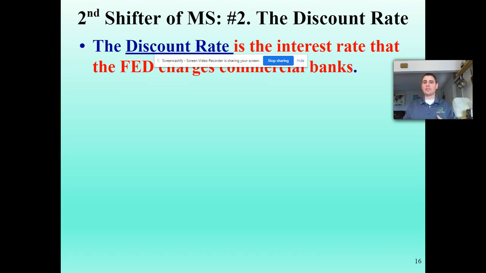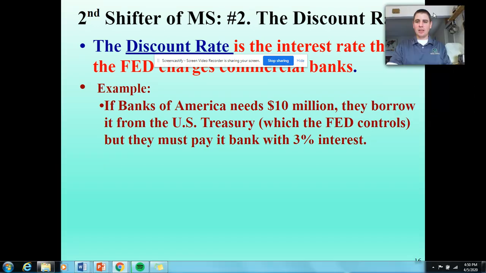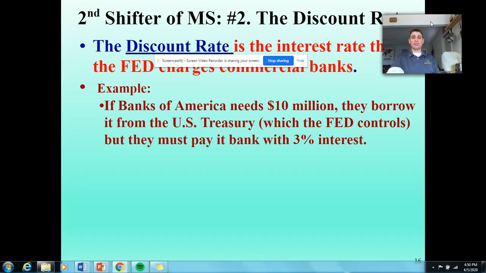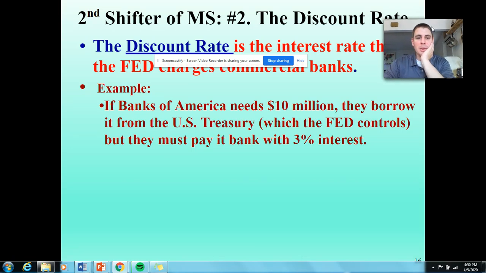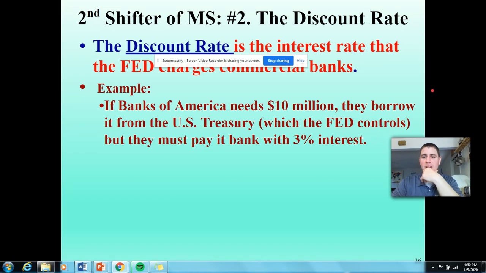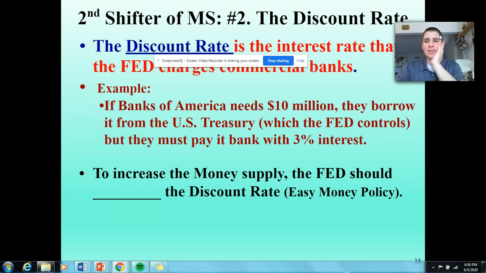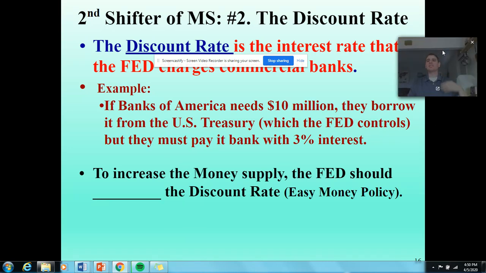The Federal Reserve is going to charge the discount rate. So if Bank of America needs $10 million, they're going to borrow it from the U.S. Treasury. U.S. Treasury is the Fed. But they must pay it back with 3% interest. Okay? It happens. Although the interest rate is going to be far less. To increase the money supply, right? To cause banks to want to have more loans, should the Fed increase or decrease the discount rate?